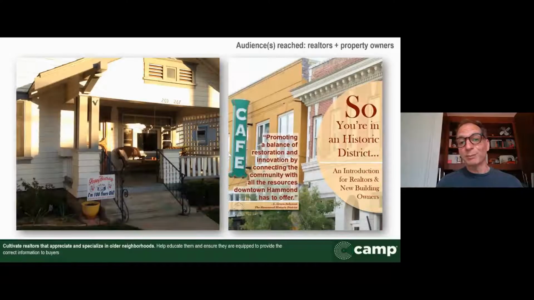These are a couple of good examples of working with realtors in your community. One is doing a training program. Another is a realtor who is putting out yard signs in partnership with an older neighborhood, celebrating when they turn 100 years old. So it's a core audience that can really help you when they really get what you're about in terms of the district.